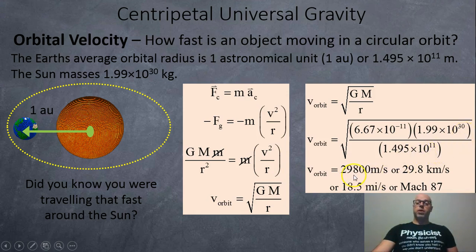The Earth is moving at 29,800 meters per second, or 29.8 kilometers per second. So almost 30 kilometers every second. At that speed, you could go from Barrie to Toronto in about 3 to 4 seconds. Okay, or if you like miles per hour, that's around 18.5, 19 miles per second, or around Mach 87.